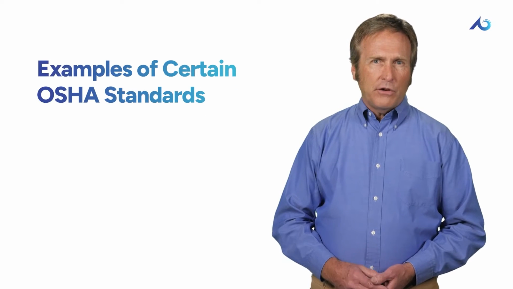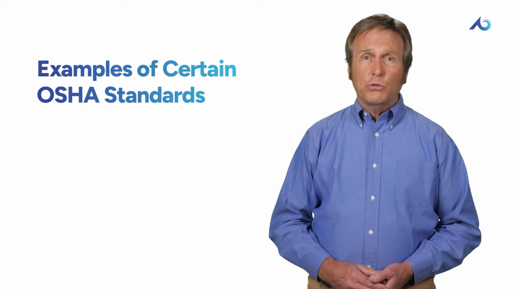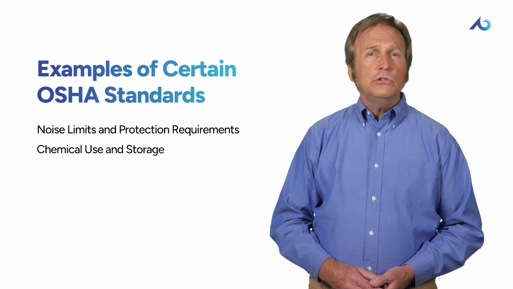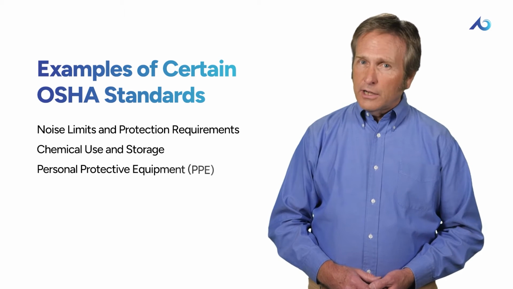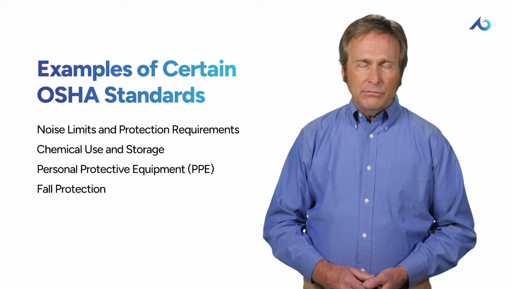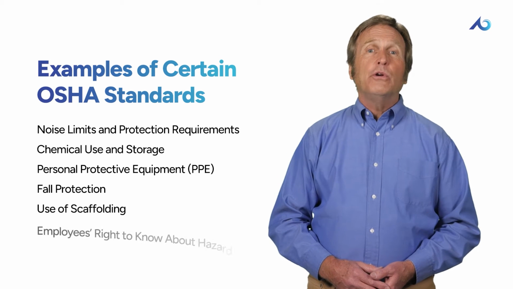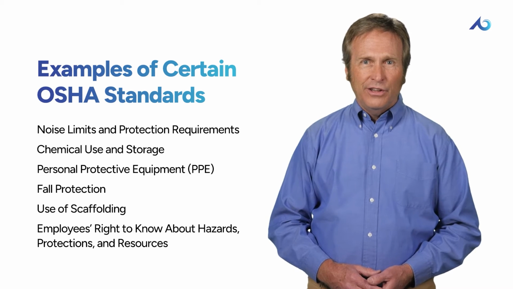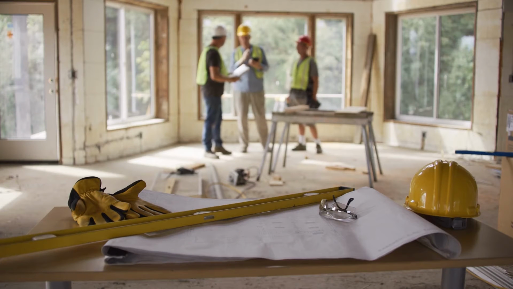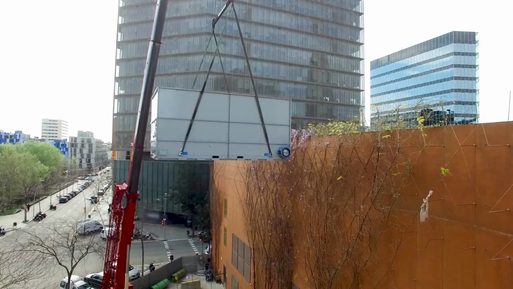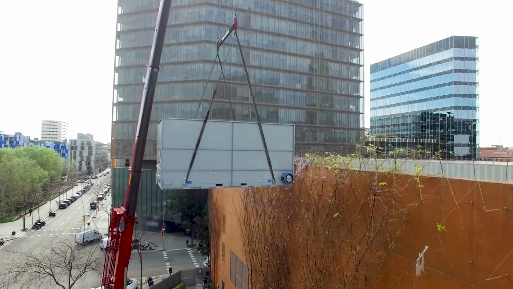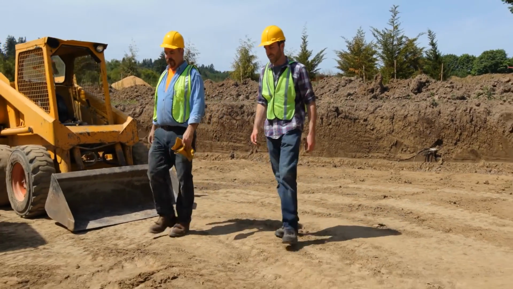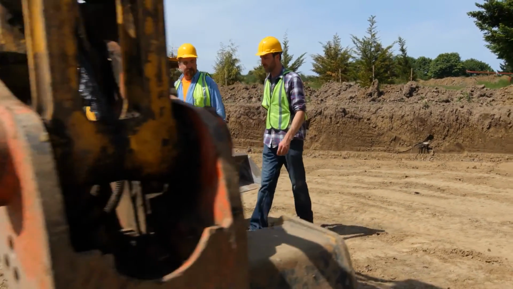Some examples of areas where OSHA standards are in place to protect workers are noise limits and protection requirements, chemical use and storage, personal protective equipment, fall protection, the use of scaffolding, and employees' right to know about hazards, protections, and resources. A few standards that relate specifically to the construction industry include the use of cranes and rigging, electrocution, and caught in between standards that identify hazards associated with construction site equipment.